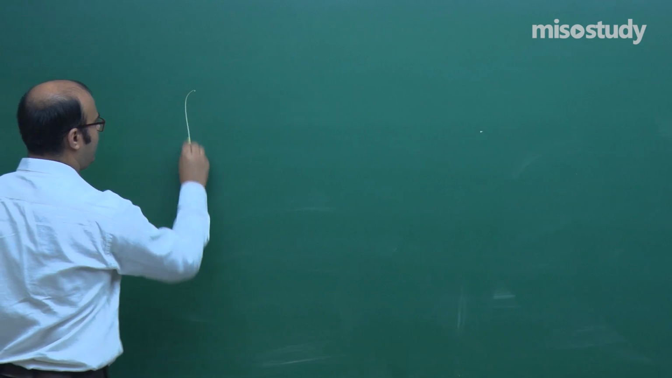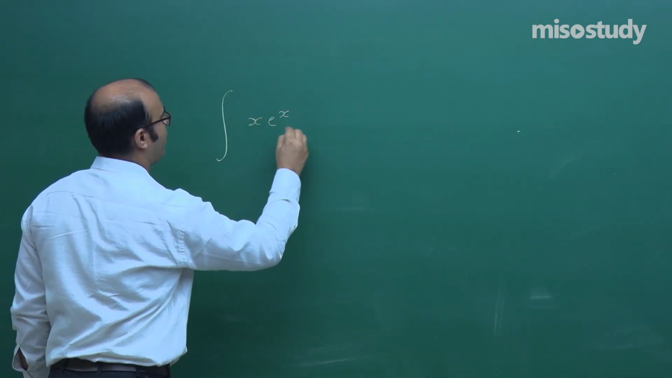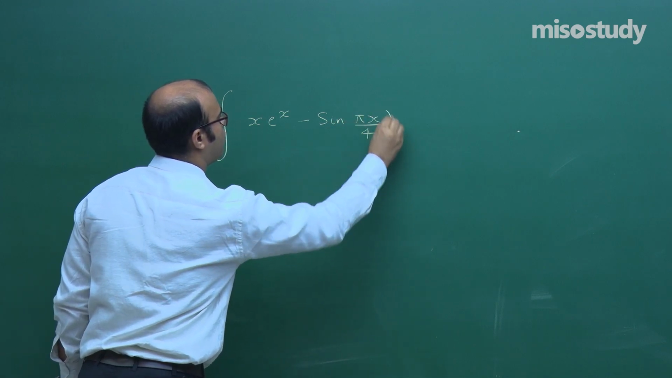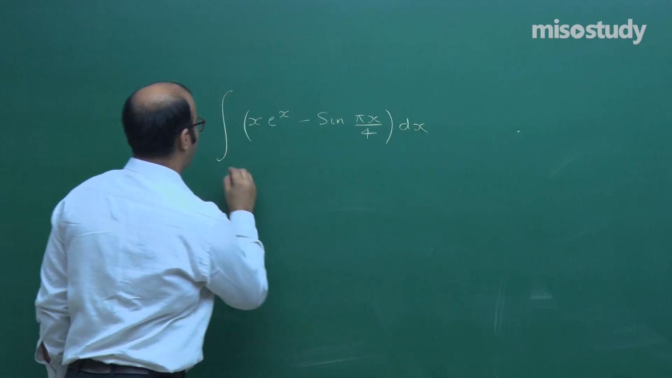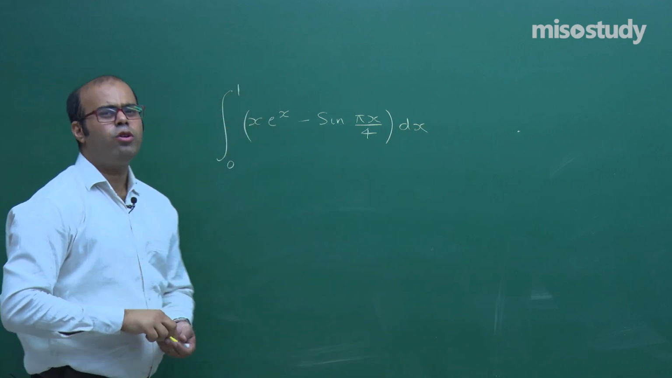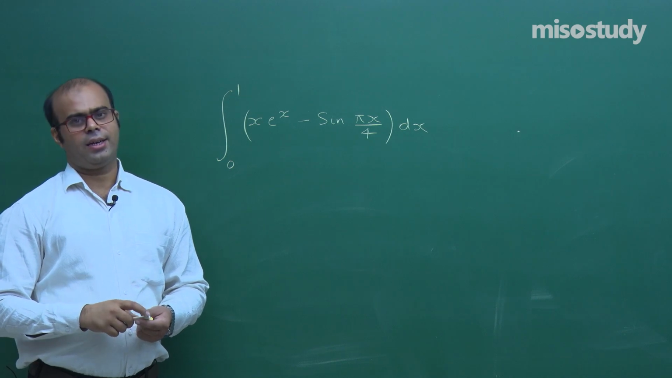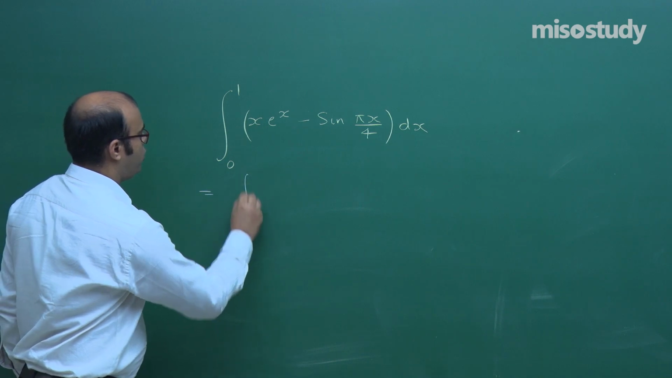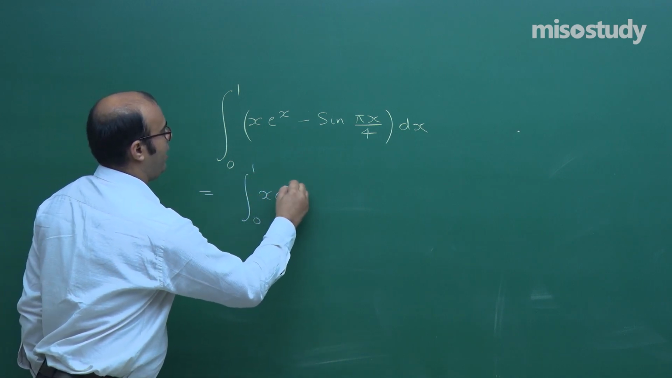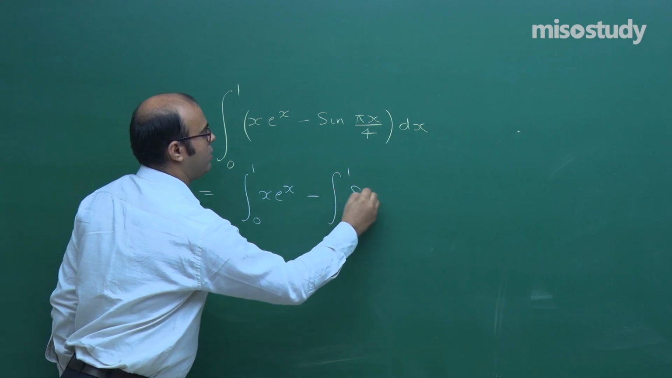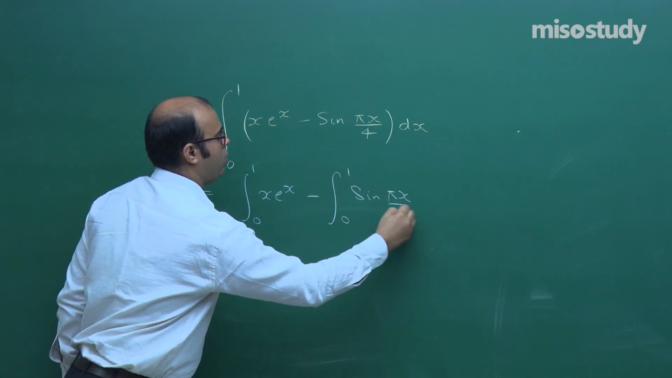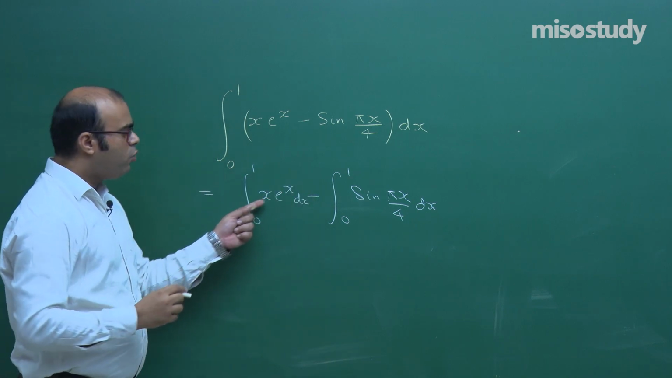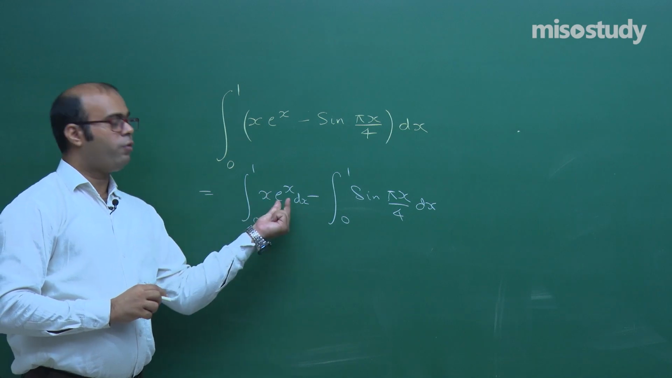So here I am taking the integrand x e to the power x minus sine pi x by 4, integral from 0 to 1. Here we don't have to substitute anything, we have to directly integrate, but by some other method. So first we will do integral 0 to 1 of x e to the power x minus integral 0 to 1 of sine pi x by 4, here also you have to put dx, here also you have to put dx.